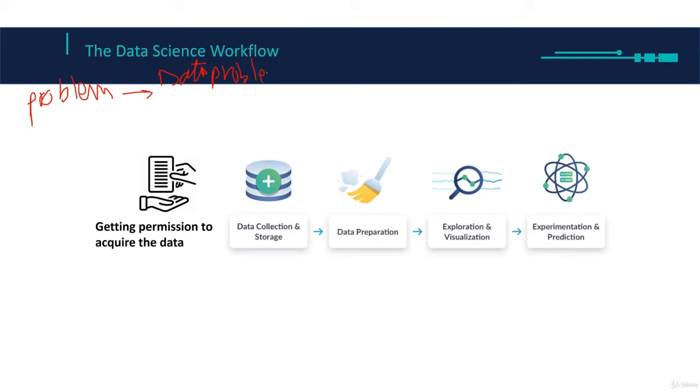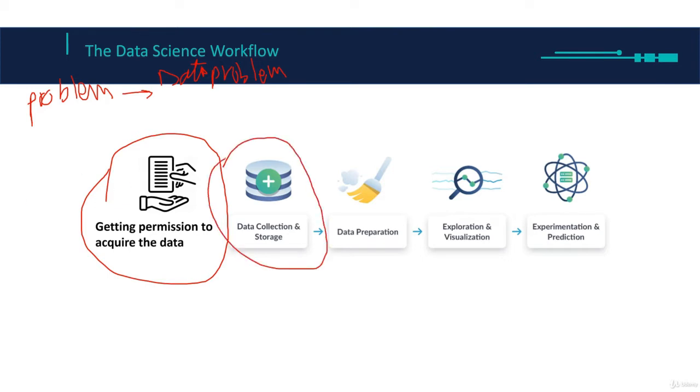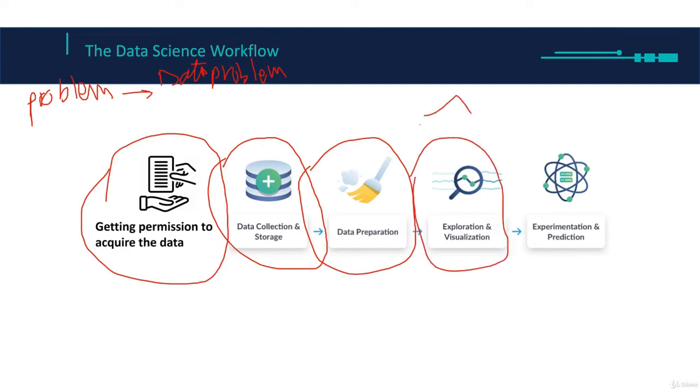And then after I have something called a data problem, I'm going to get the permission from, let's say, the database admin or from the organization to get the data, and then I'm going to collect the data and store it in a database or data set, and then I'm going to prepare the data by checking the features, checking the missing values, and doing some statistical analysis like mean, median, mode, descriptive statistics, and these types of things. And then I'm going to explore the data by drawing some charts and histograms and stuff like this.